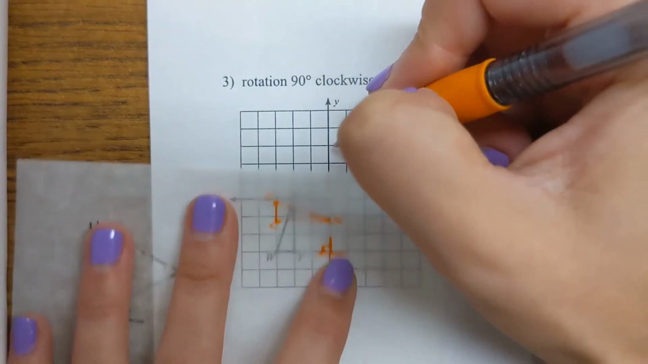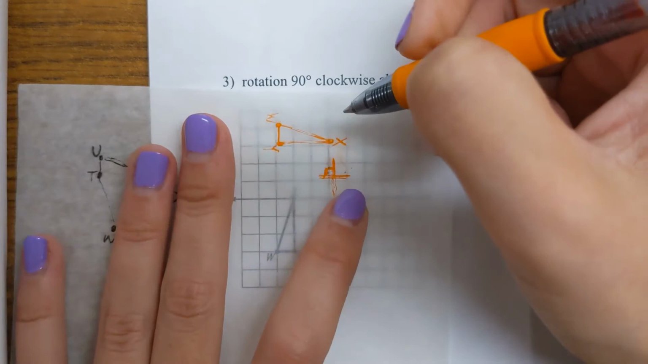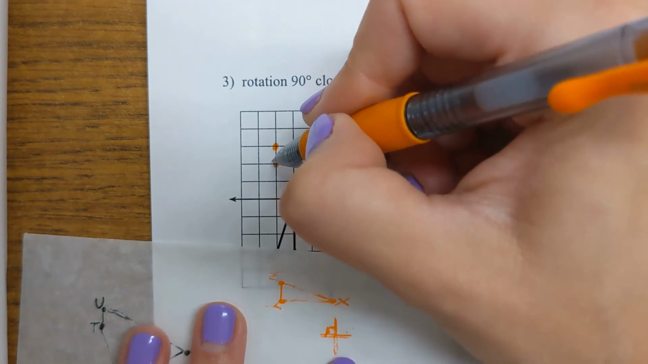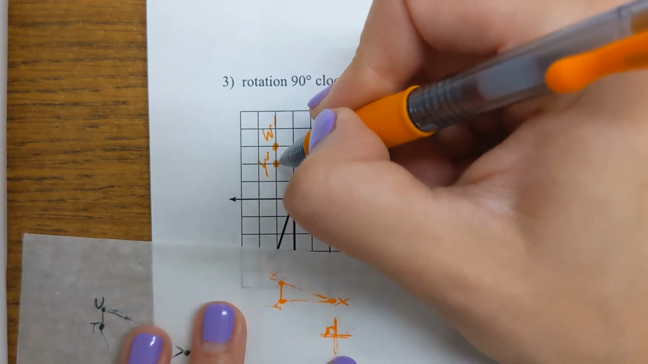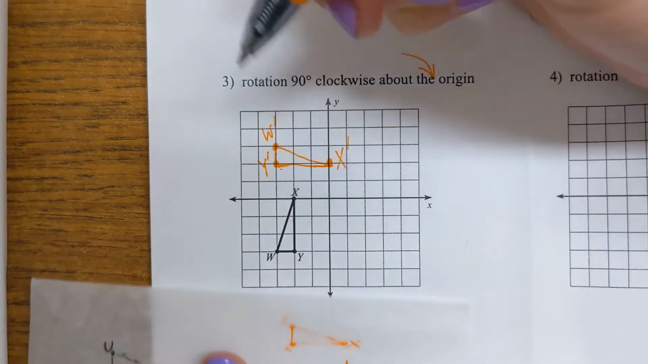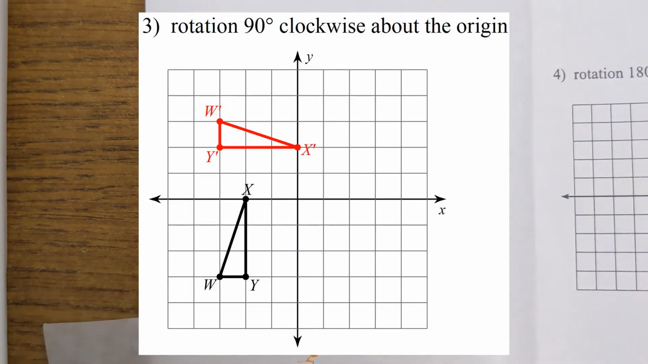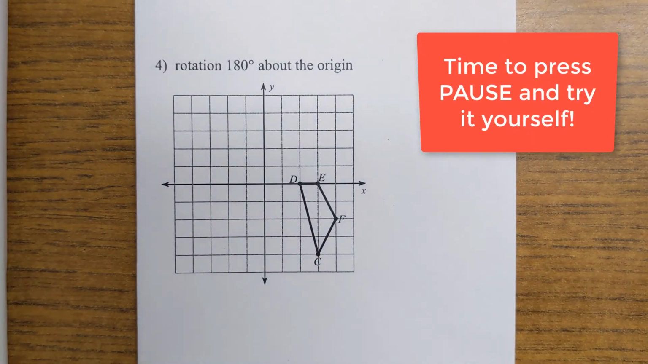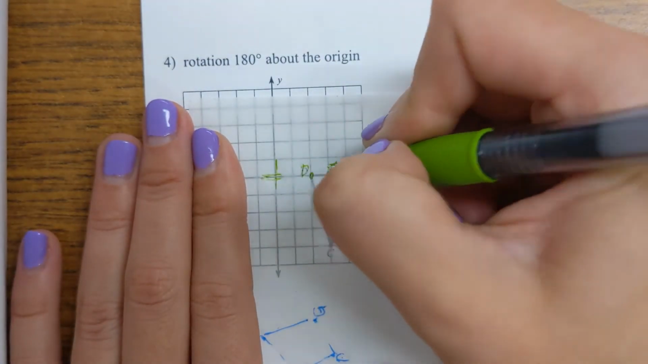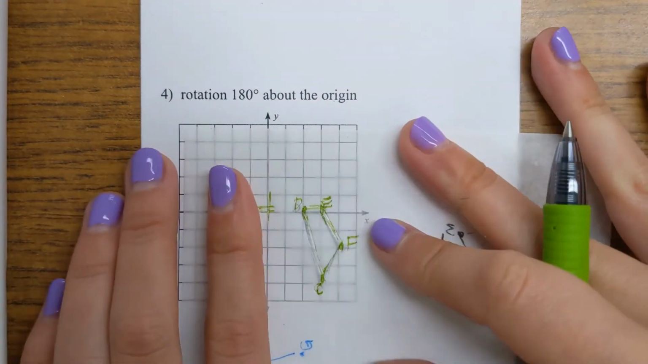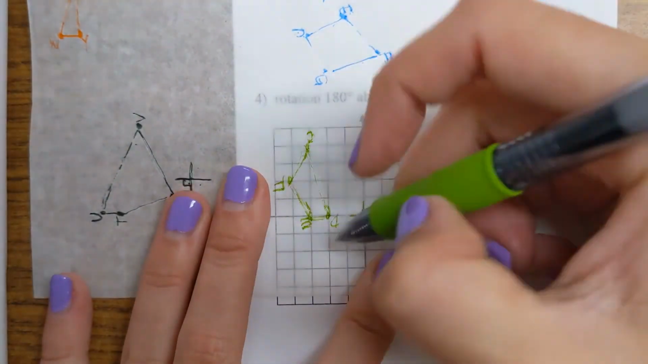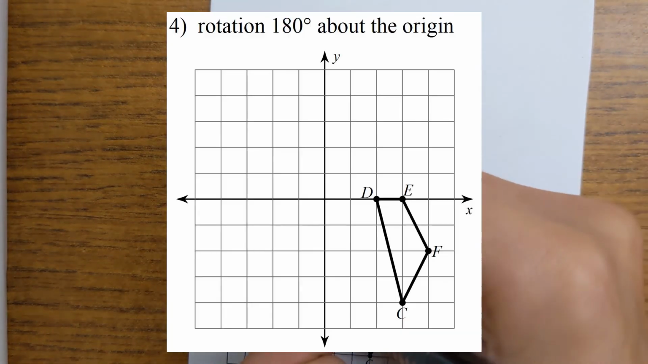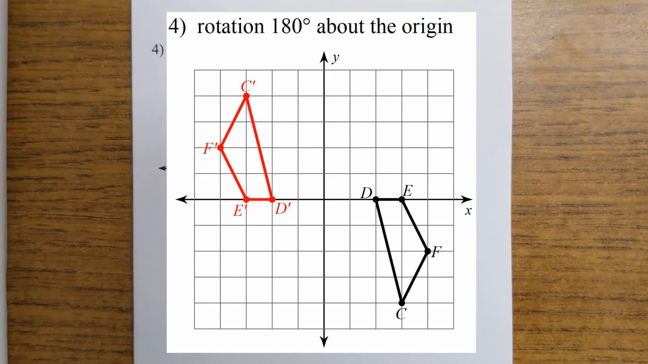Our new X, our X prime is here. Then you have Y prime and W prime. All right, there is our clockwise rotation. Try out number 4. All right, and there's our solution.